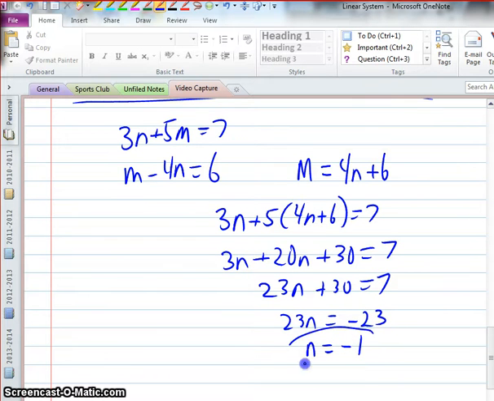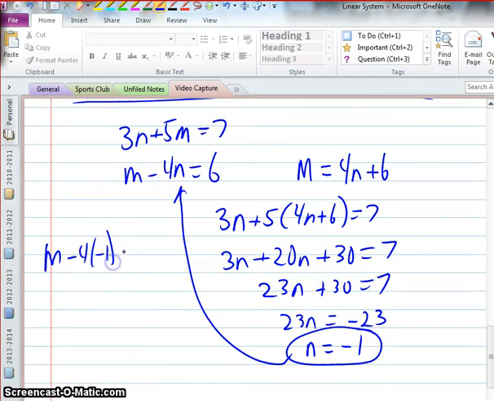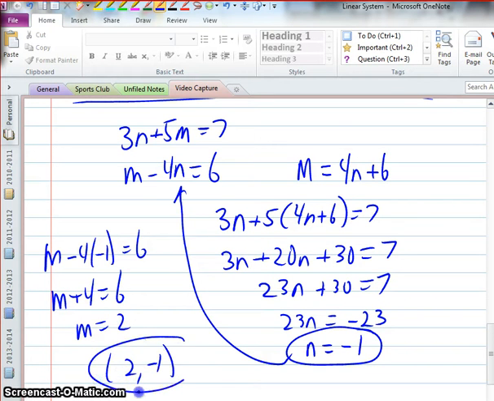And I'm going to replace this into here to find my m term. So m minus 4 times negative 1 equals 6. m plus 4 equals 6. m must be 2. So my final answer is (2, negative 1). Alright.